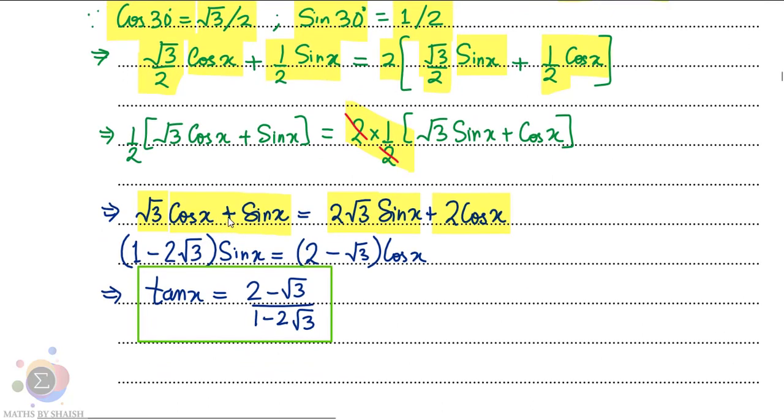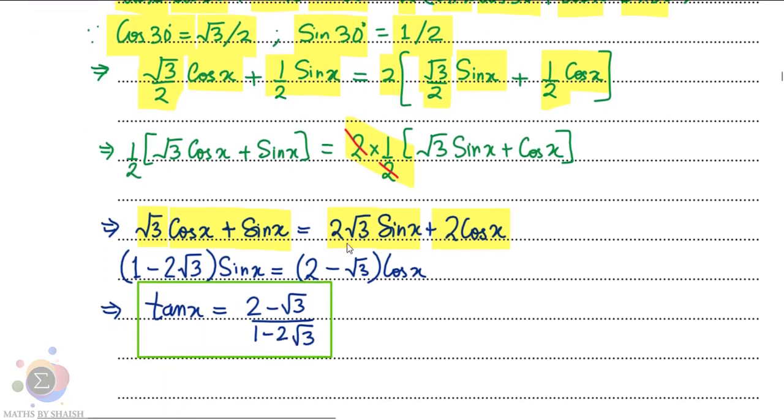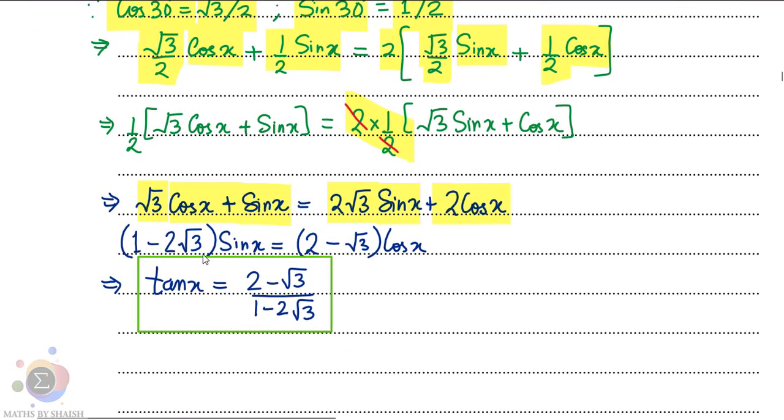So from here we have sin x and cos x both, and since we need to prove tan x, that's why we have got sin x and cos x. Taking sin x to one side, this 2 root 3 will come this side, it becomes minus 2 root 3. Sin x was already there, so taking sin x common, we got 1 minus 2 root 3. Similarly, root 3 cos x will go to the right hand side, it becomes minus root 3. So taking cos x common, we get 2 minus root 3 cos x.